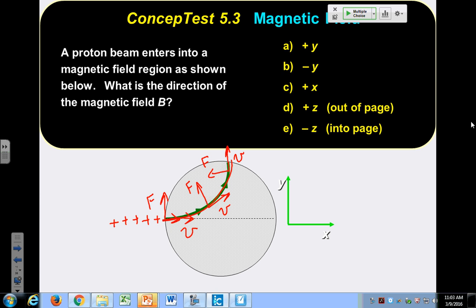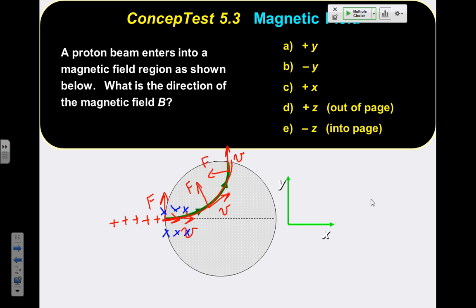So considering here, my velocity is in this direction. My force, which is given by my thumb, points up. That means my magnetic field has to be into the page. If it were going down, my force would be down, and the magnetic field would be out of the page. So the way I'd represent this magnetic field would look like this. And in fact, it covers that whole region where it follows this circular path. That is the idea behind a mass spectrometer, which we'll work on quantitatively.